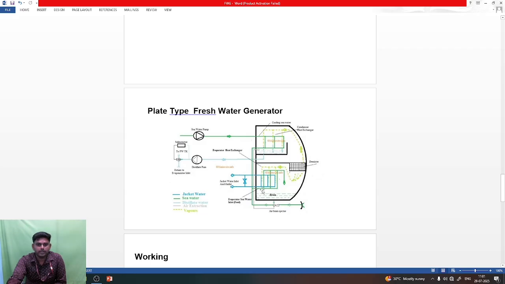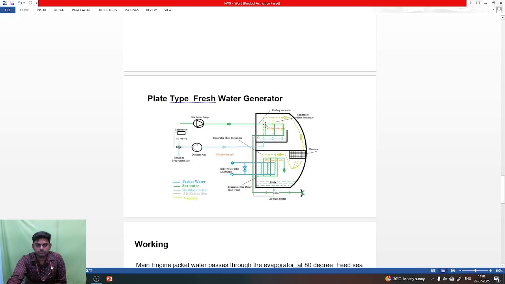This yellow line is considered as the vapor line. Once seawater gets hot, it evaporates and the vapors go to the condenser side. Then in the condenser side, the evaporator vapors get cooled, so the vapor stage is again converted into the liquid stage. Here the fresh water gets discharged by the distill pump, and here we can see the salinometer and three-way valve.